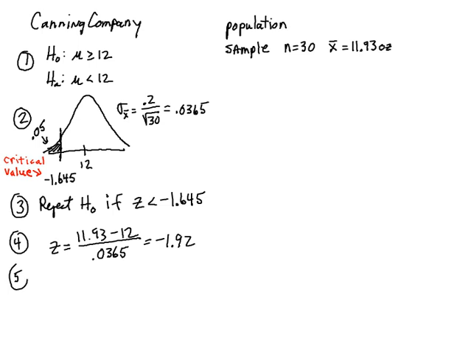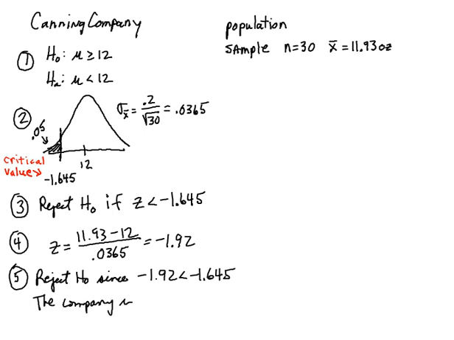So step 5, to draw our conclusion, we're going to reject H sub 0 since the negative 1.92 is less than a negative 1.645. In other words, we're far enough away from that claimed value of 12 ounces that we have strong evidence we can reject the null hypothesis. And the conclusion is the company is underfilling the cans.